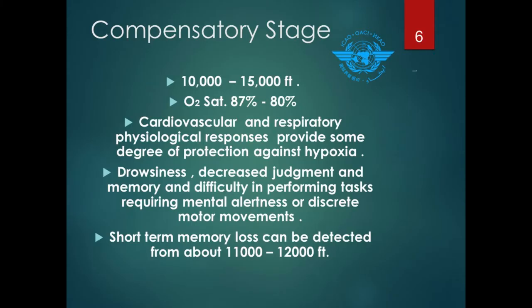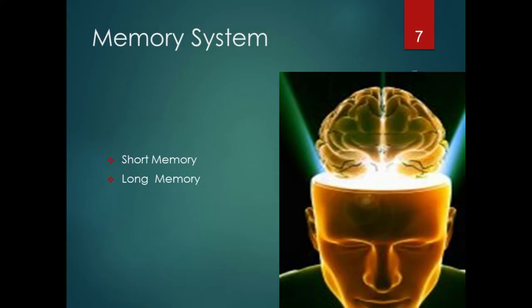The compensatory stage occurs between 10,000 to 15,000 feet, and the oxygen saturation is between 87 to 87%. As the name implies, the compensatory stage is due to cardiovascular and respiratory physiological responses, which provide some degree of compensation. It is characterized by drowsiness, decreased judgment, memory difficulty, and difficulty in performing new tasks requiring mental alertness and or discrete fine motor movements. Short-term memory is also lost, and the loss can be detected at 11,000 to 12,000 feet.